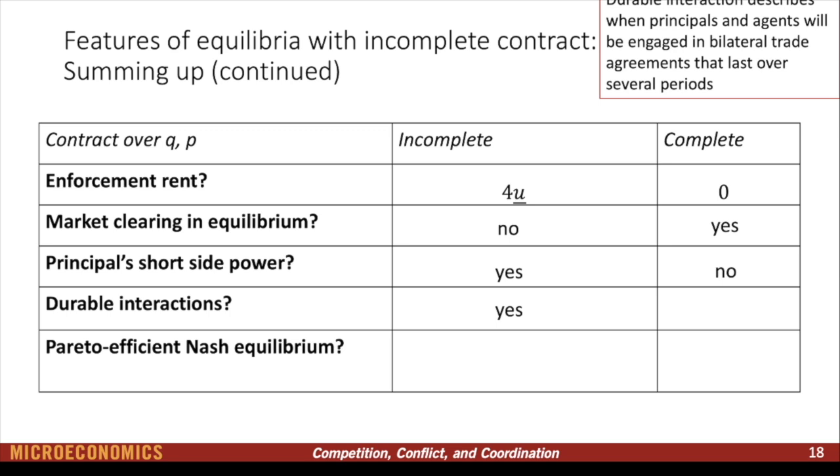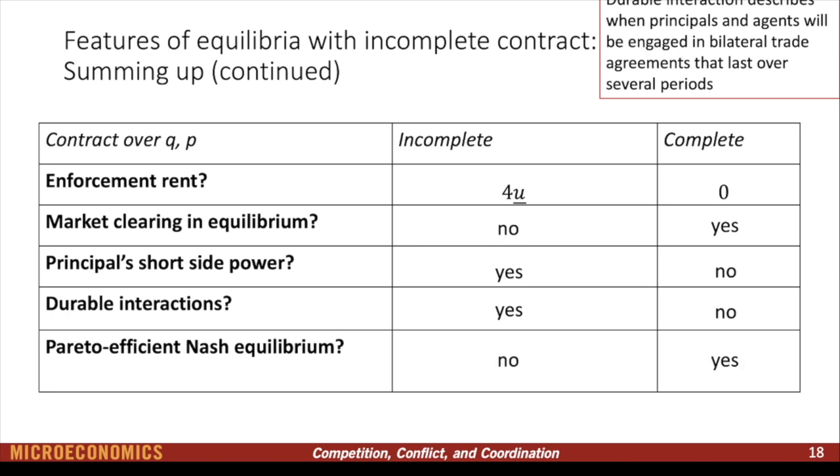And finally, we have a question about durable interactions. A durable interaction is an interaction where principals and agents will be engaged in bilateral trade that last over several periods. So these are the kinds of interactions where the principal and the agent will interact repeatedly. And so we see that these interactions are durable in the incomplete contracting case, but they're not in the complete contracting case. In the complete contracting case, there's no reason for interactions to be durable because the principal can just purchase quality for a given price.